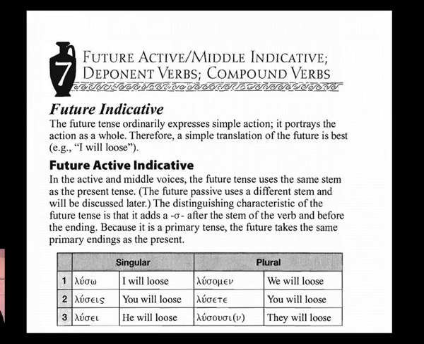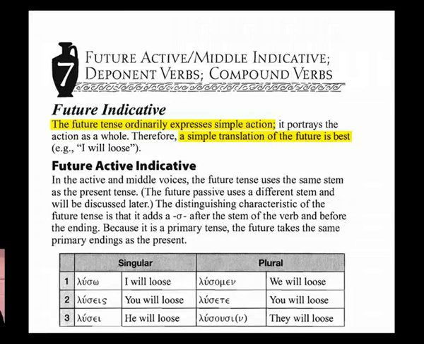is the first section. The future tense ordinarily expresses simple action. It portrays the action as a whole. Okay, so what that means is that there's no indication of ongoing action in the future with the future indicative. It just says the action will happen, which is why a simple translation of the future is the best.